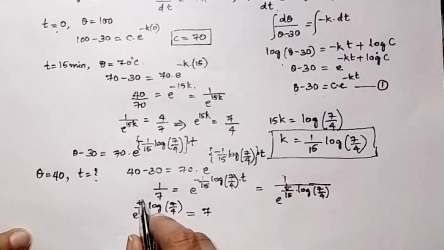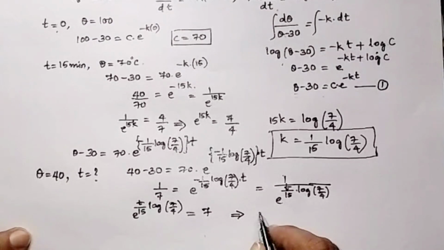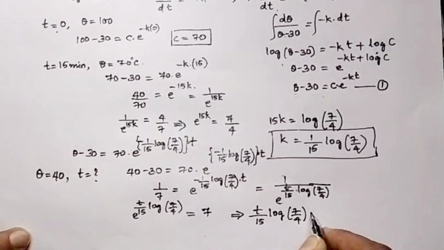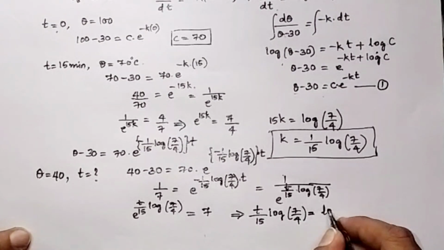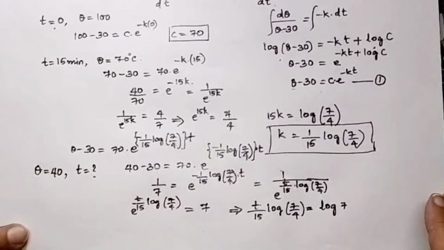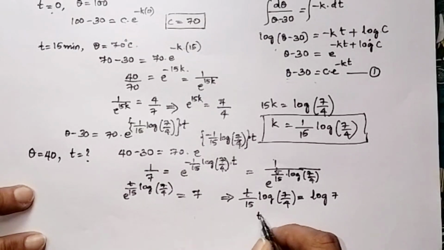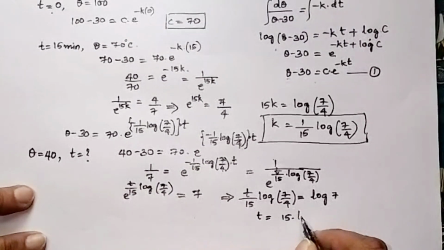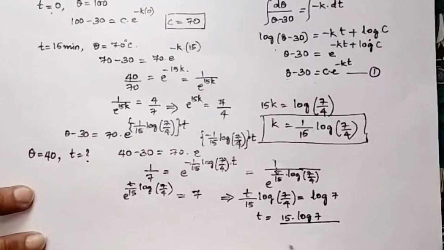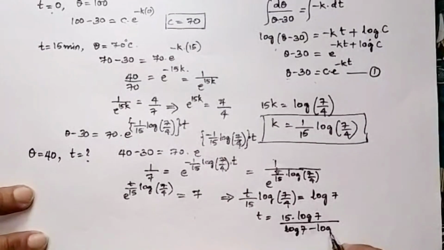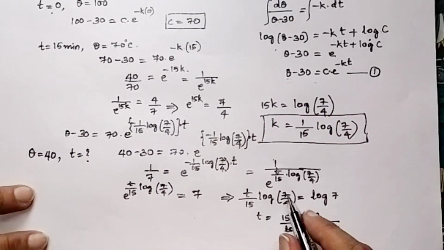Now you can remove this exponential function by taking the natural logarithm on both sides. That gives you t by 15 into log of 7 by 4 equal to log of 7 to the base e. Now I want the value of t. So t equal to, take this to the side, 15 into log 7 divided by log of 7 by 4, which can be written as log of 7 minus log of 4. Because log of m by n is log of m minus log of n.